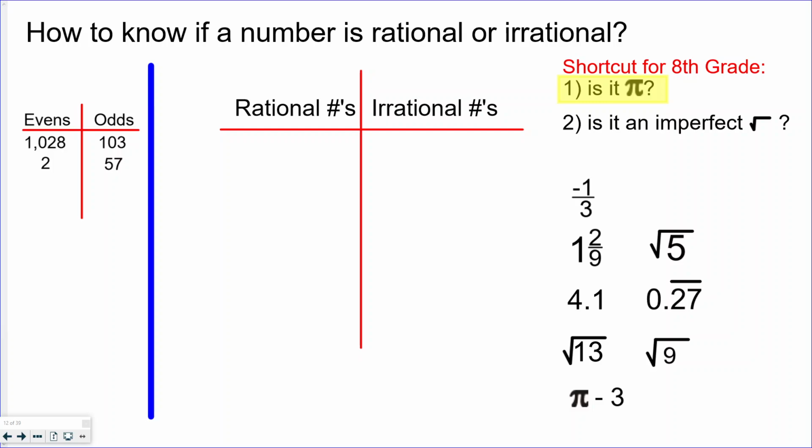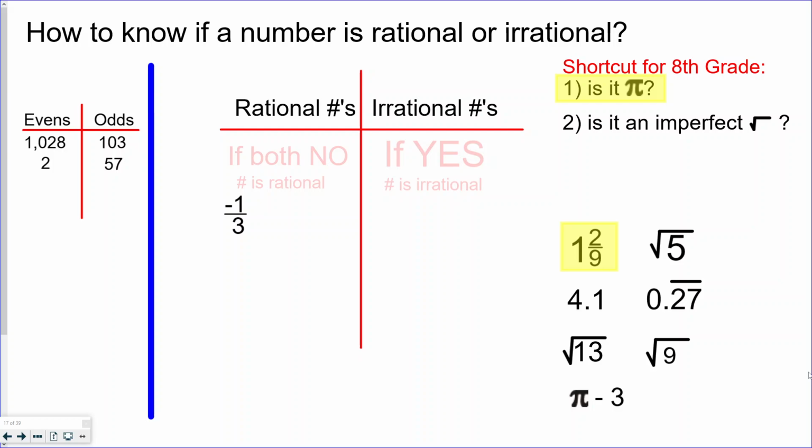So is it pi? Let's take a look at this fraction, -1/3. Is it pi? No, it's absolutely not. If we said yes, we would slide that number right over to the irrational numbers, okay? Well, let's go down to the second question though, since we said it's not pi. Is this fraction, -1/3, an imperfect square root? Well, no, you can see right here that there is no square root sign. So it's a no to both of these questions. And if it's no to both of them, we just slide it over here to the rational category. So there it is, -1/3 is rational.